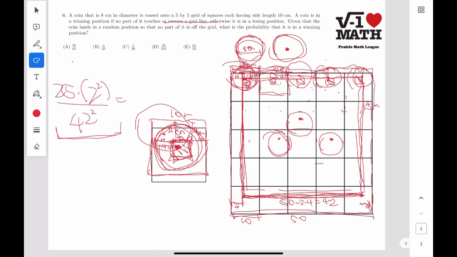And now this is equal to, if we do the entire calculation, this simplifies to 25 over 441, which is option choice D, and we're done.